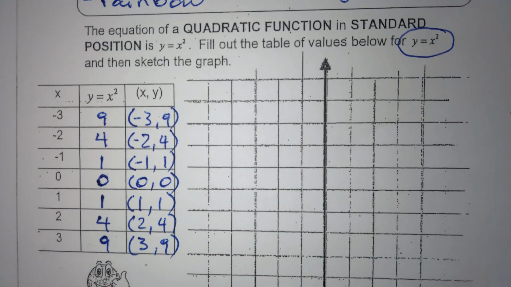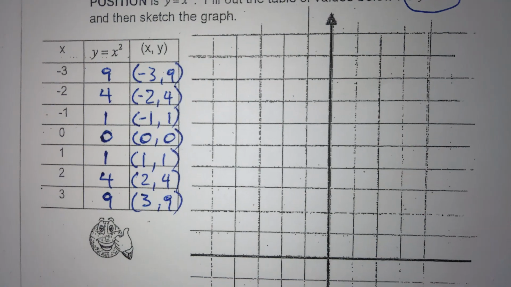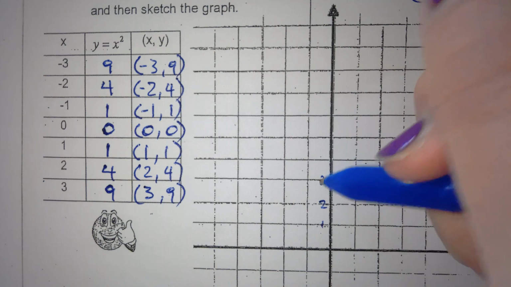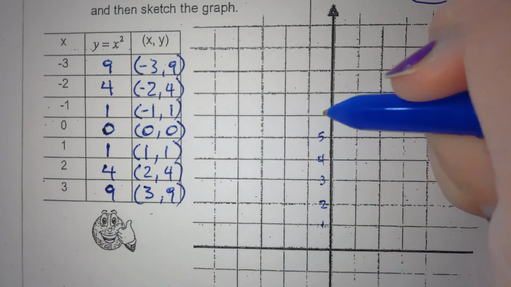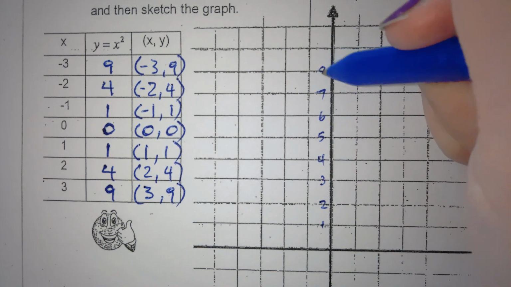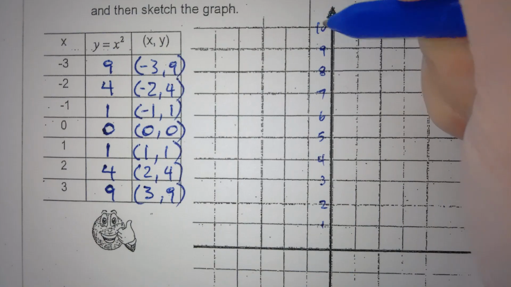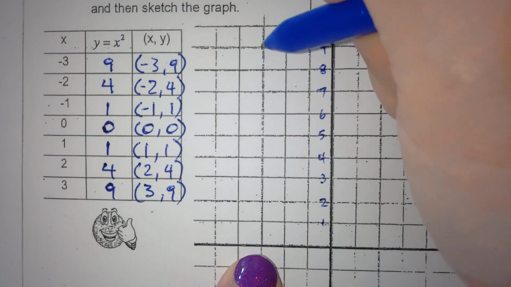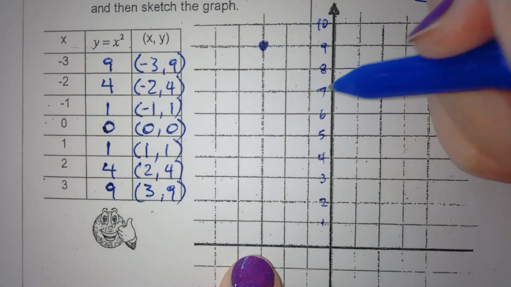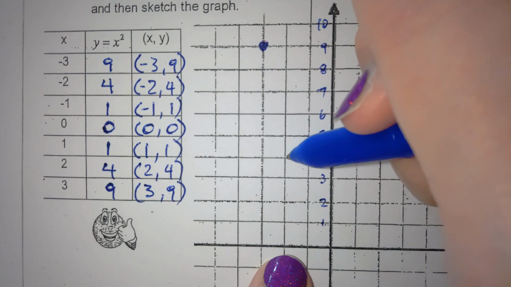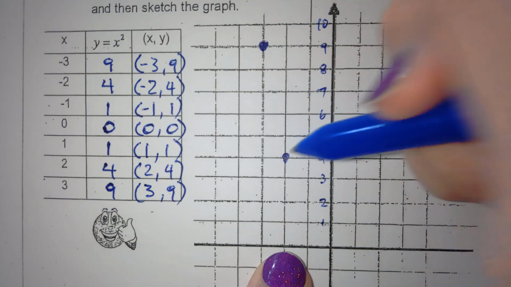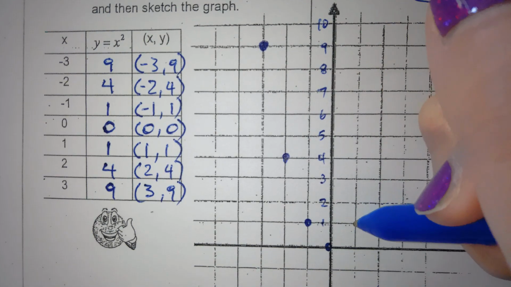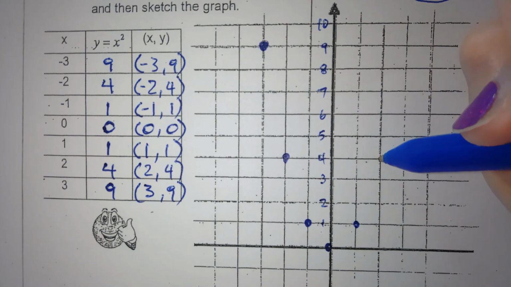Okay, so what we just did was a table of values. So we can graph it down. 1, 2, 3, 4, 5, 6, 9, 10. Okay, so negative 3 and 9. Negative 2 and 4. Negative 1 and 1. 0, 0.